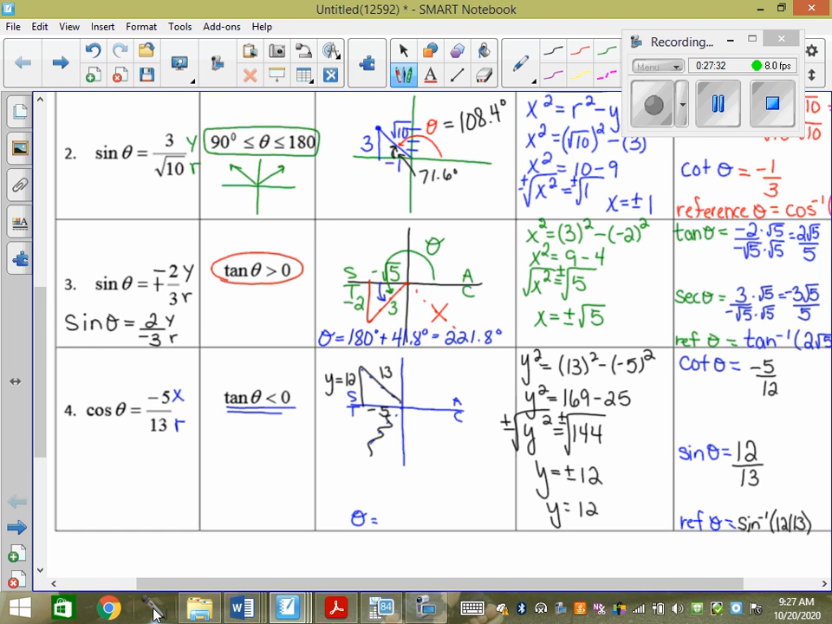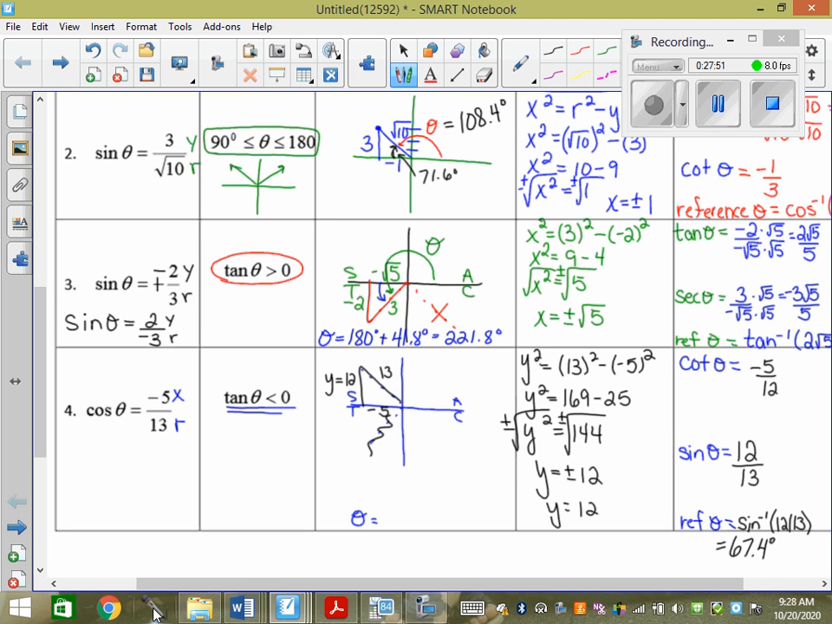What if it said one of these had been negative? I would still go 12 over 13, right? To do the reference angle, I still always do the positive. And what do we get? Hallie? Do the peers agree? They agree.